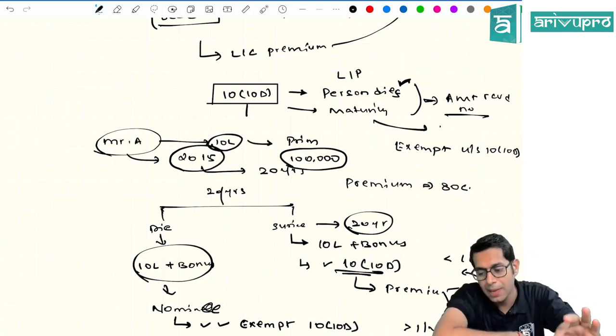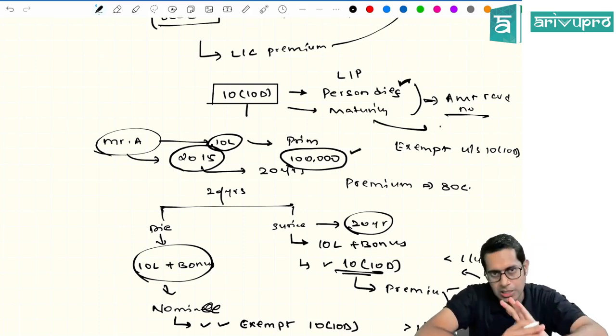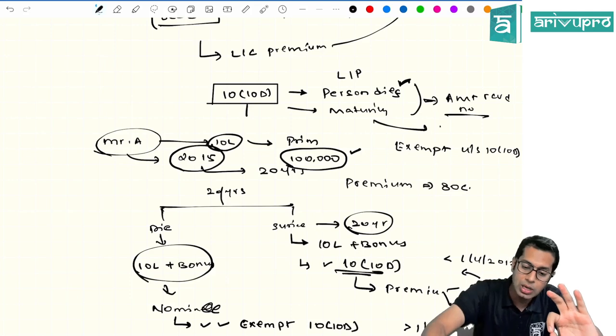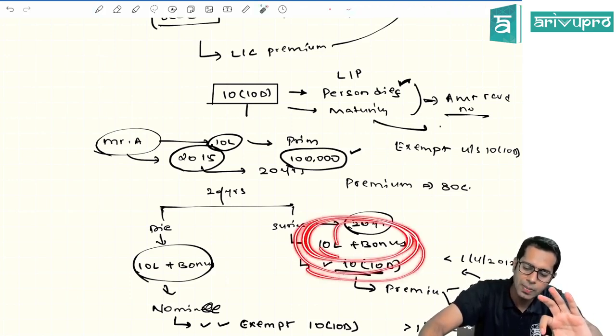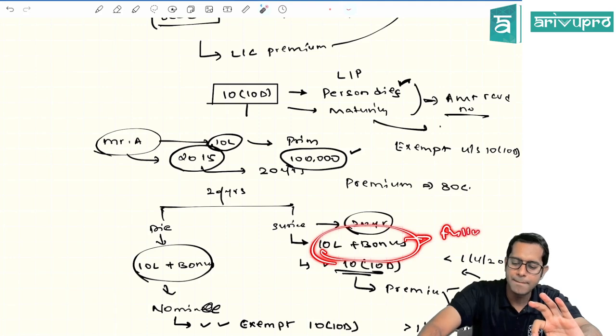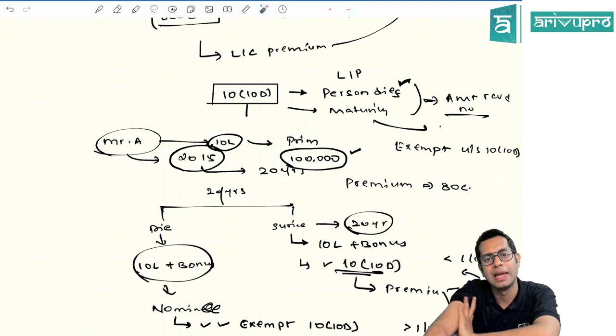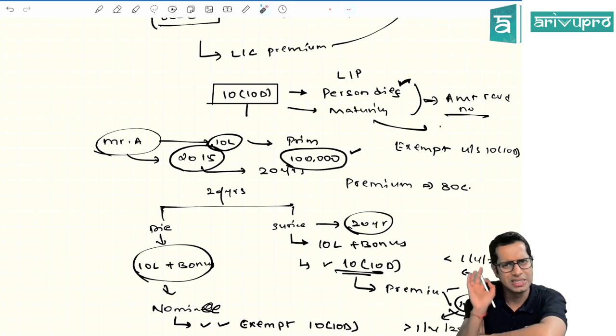If I am paying a premium more than 10% of the sum assured, then whatever amount I receive upon maturity will be fully taxable. This is the provision which we have discussed in the classroom.